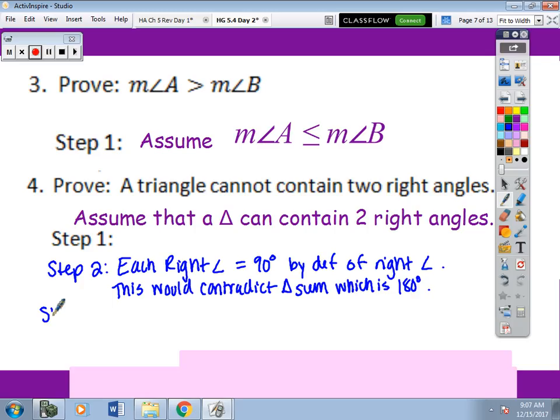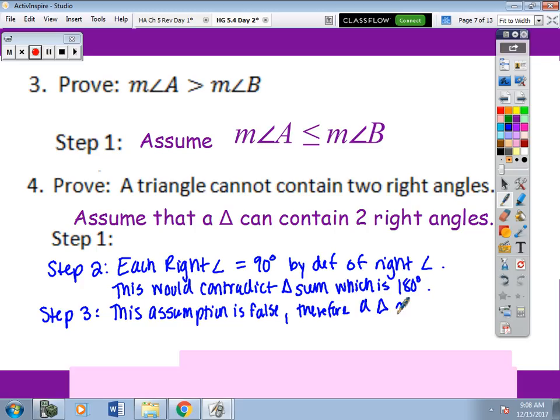And then step 3, which you may or may not be able to fit, which we're going to do another one below, would be that this proves the negation false. Therefore, the original proof statement has to be true. Therefore, you restate the proof statement, a triangle cannot contain 2 right angles.